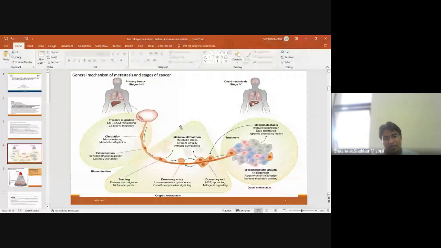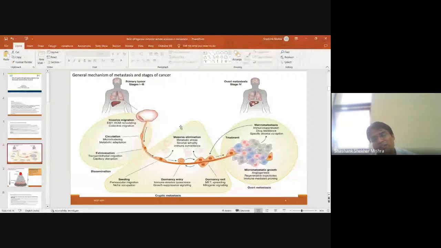They are usually first transferred to the nodules, which means their tumor microenvironment plays an important role in the metastatic transformation. So these are the different stages you can see in this diagram: invasive migration, then circulation, extravasation, dissemination to other parts of the body through the blood circulation, and then seeding into the perivascular site.